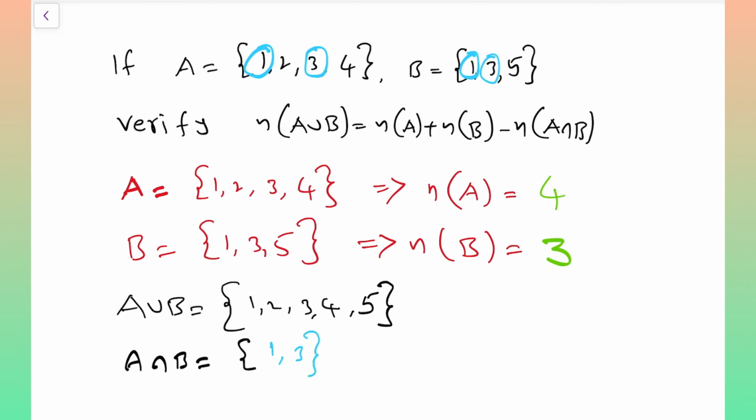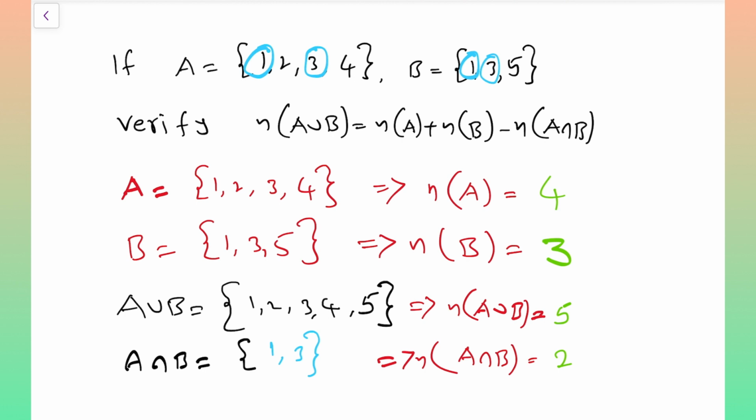Now we need to find out n of A union B and n of A intersection B. So in A union B, we have 5 elements. So n of A union B will become 5. And in A intersection B, only 2 elements are there. So n of A intersection B will be 2.